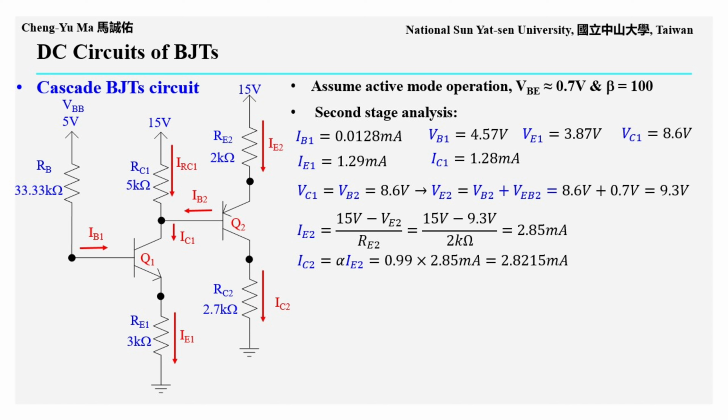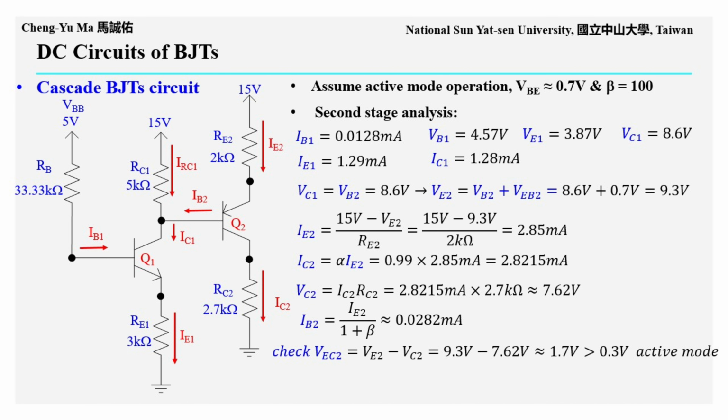After obtaining VE2, we can immediately calculate IE2. It equals 15 volts minus VE2 divided by RE2. That is 15 volts minus 9.3 volts divided by 2 kiloohms, giving 2.85 milliamps. Then, using IC equals alpha times IE, we get IC2 equals alpha times IE2, which is 0.99 times 2.85 milliamps, or about 2.8215 milliamps. After finding IC2, we can calculate VC2.